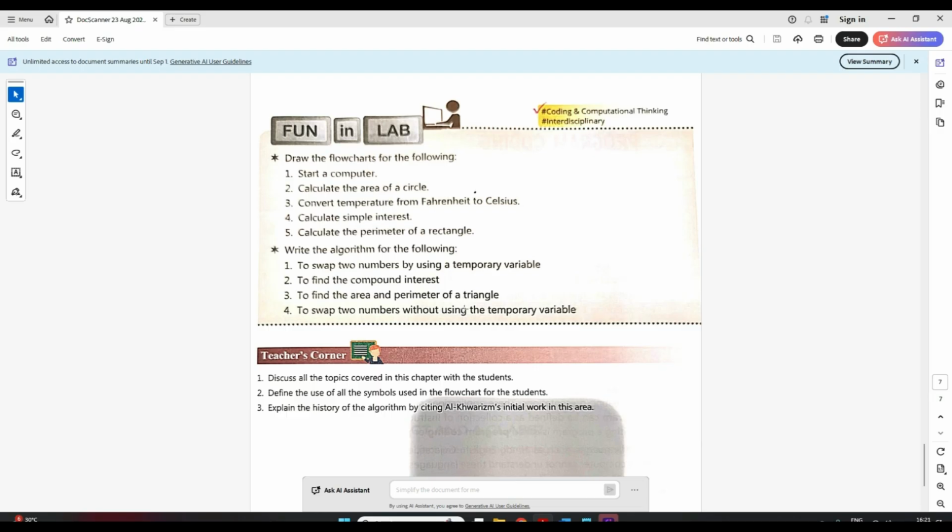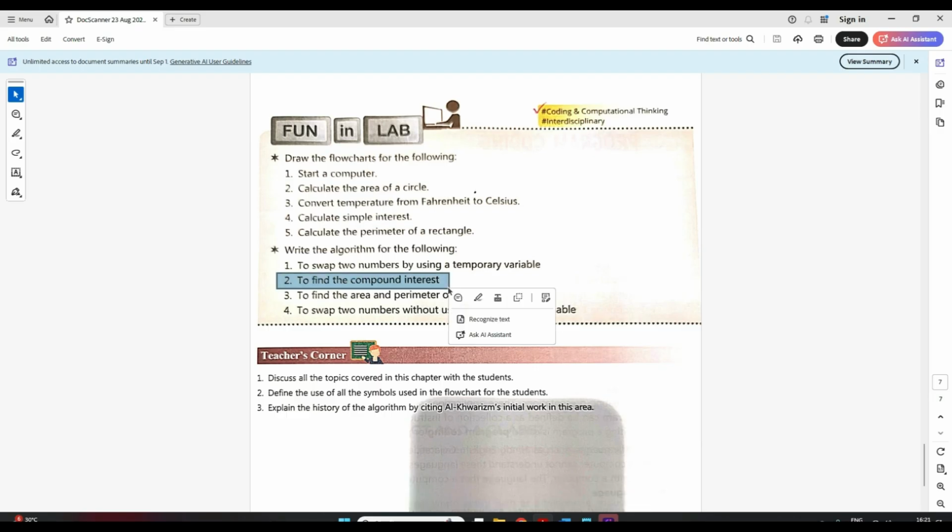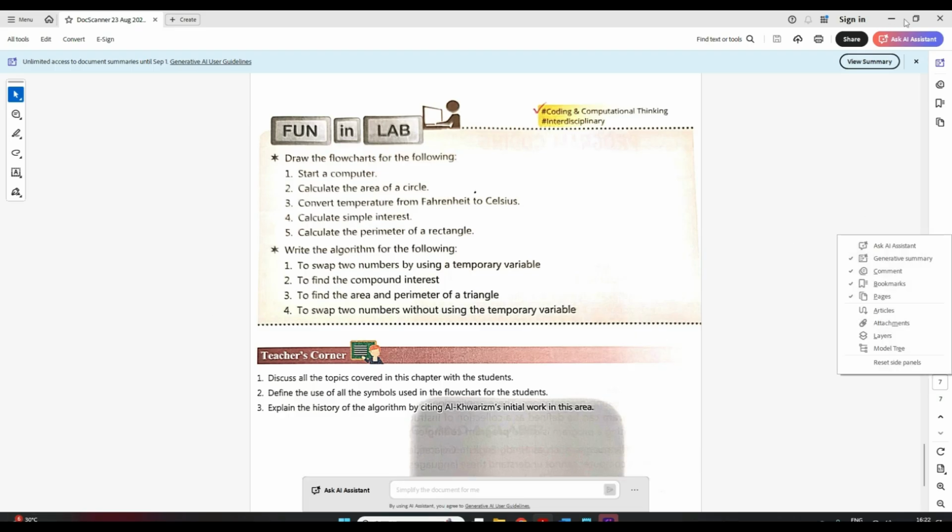Okay. Now let's try to write an algorithm for one more. So we have to find the compound interest. We have to write an algorithm to find the compound interest. Student, you must be knowing the formula of compound interest, right? So here we have to use the formula.